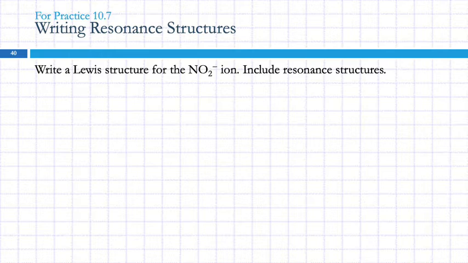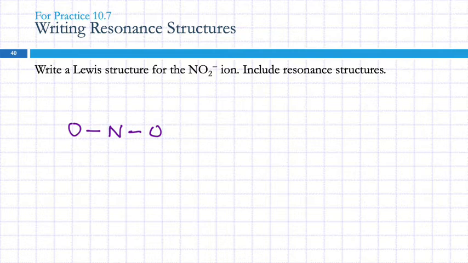Let's do an example. Write the Lewis structure for NO2 minus ion, include resonance structures. So this is the nitrite ion. We have a nitrogen and two oxygens. What's probably going to go in the middle? The nitrogen. And the oxygens are terminal on the outside. And that's using that electronegative elements are usually on the outside.